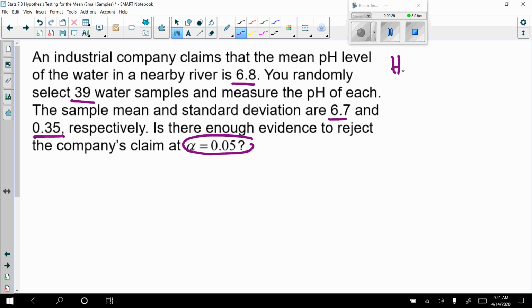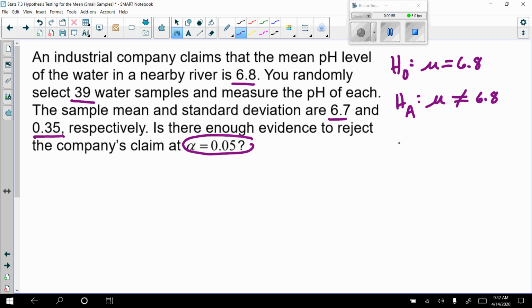Okay, so the null hypothesis is what you want to be able to reject. So we're going to say that the mean equals 6.8. The alternative would be that the mean is not equal to 6.8 because it's not asking if it's less than 6.8 or more than 6.8. We're just trying to reject their claim.